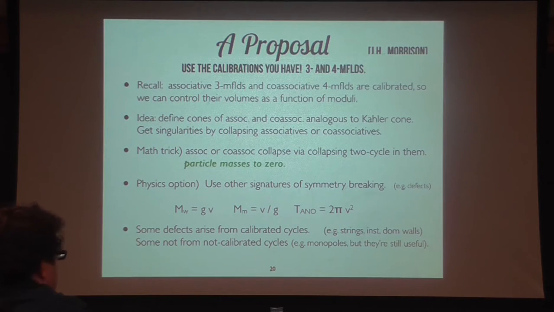In one sense, it's a math trick because you can collapse the 2-cycle within them. Remember in the conifold example, we had a 3-manifold that was an S2 fibration over S1. And in the limit, we collapsed the S2 fiber. So you have a massless particle.